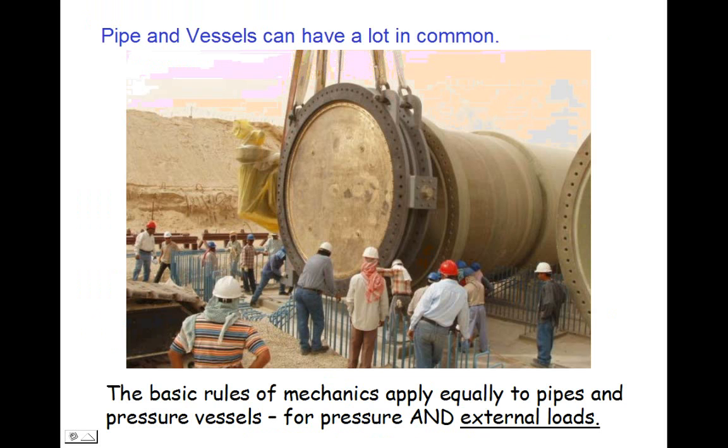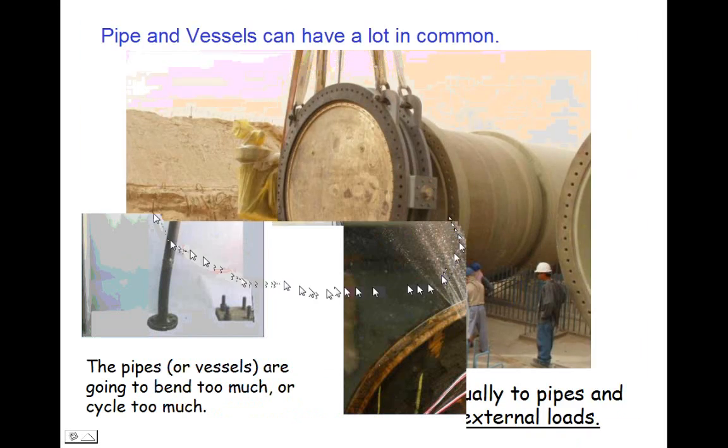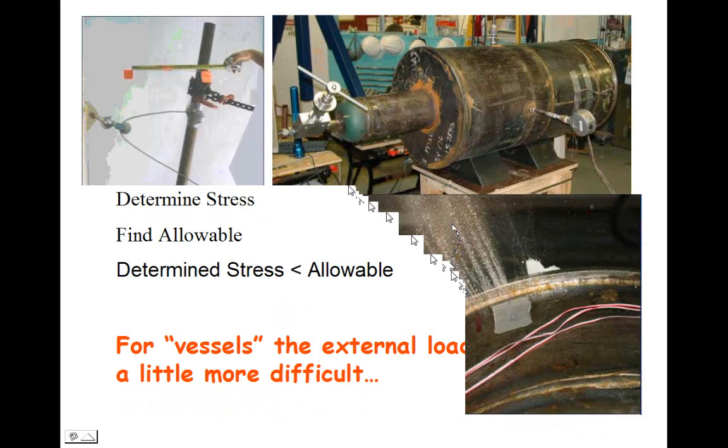So to start, we want to say that pipes and vessels have a lot in common. This, of course, is a large diameter fiberglass piping system, but the basic rules of mechanics apply equally to pipes and to pressure vessels, especially for pressure and things like external loads. So today we're going to look at applying external loads and seeing large plastic deformation, or applying external loads and cycling too much and developing a fatigue crack and then a leak.